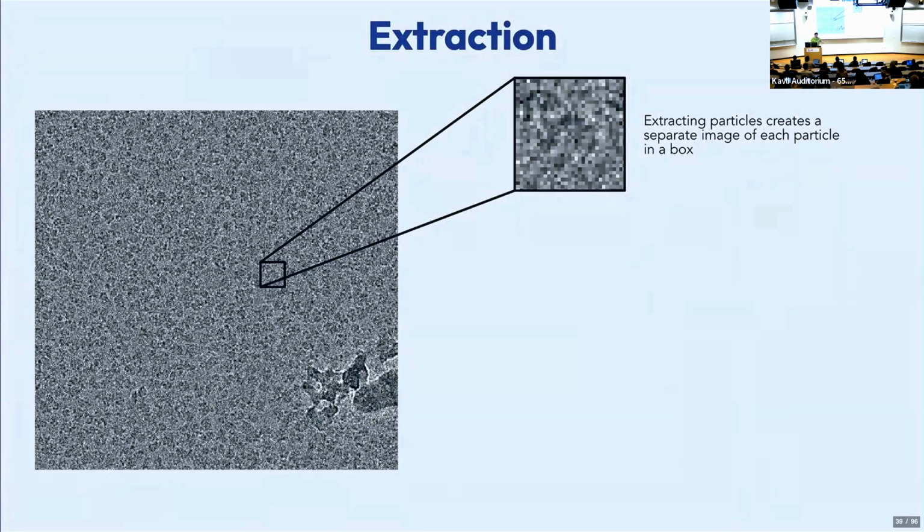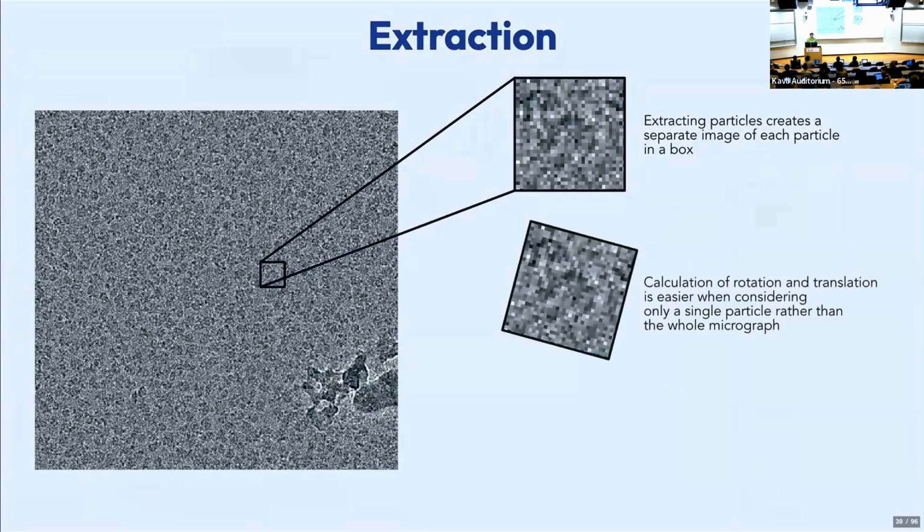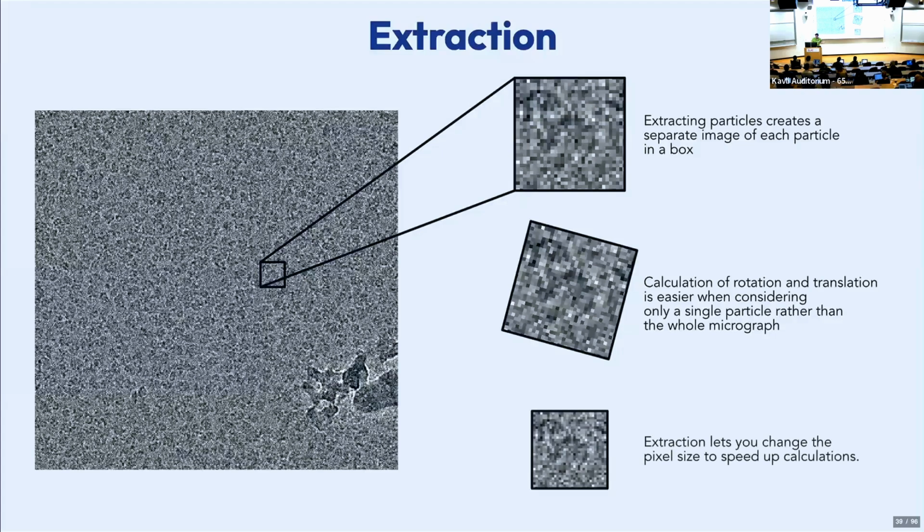Why do we do this, right? Why don't we just use the micrograph as is? There are two big reasons. One is that doing all the calculations, rotations, translations, calculating these correlations is just going to be easier with a very small square image than trying to use these 4,000 pixel wide micrographs that we have. The other reason is when we extract particles, we can change the pixel size, right? You can imagine in Photoshop, dragging the diagonal slider on your image, right? We can make the image bigger or smaller. Well, only smaller, really. And the reason we would do that is to speed up calculations.